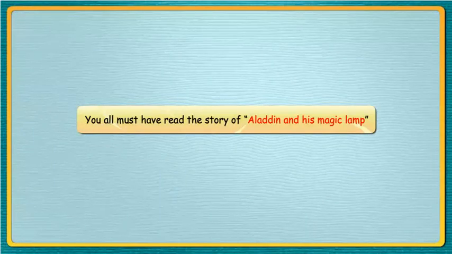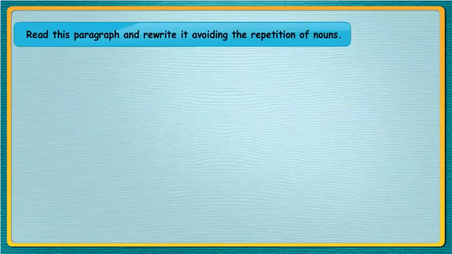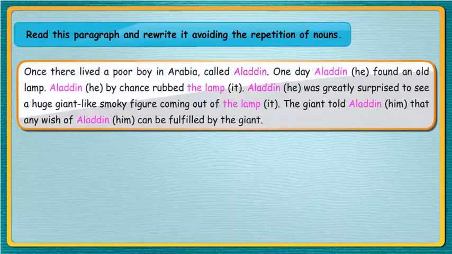Chapter 8. The Pronoun. You all must have read the story of Aladdin and his magic lamp. Read this paragraph and rewrite it, avoiding the repetition of nouns. Once there lived a poor boy in Arabia called Aladdin. One day, Aladdin found an old lamp. Aladdin by chance rubbed the lamp. Aladdin was greatly surprised to see a huge giant-like smoky figure coming out of the lamp. The giant told Aladdin that any wish of Aladdin can be fulfilled by the giant.